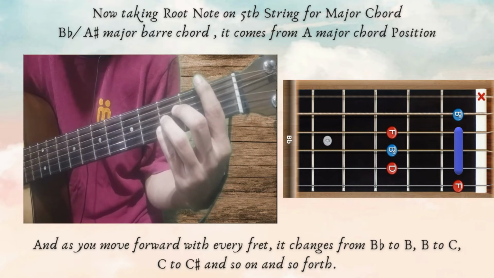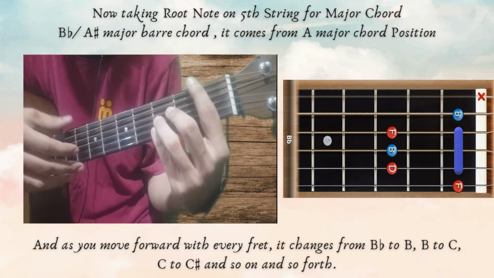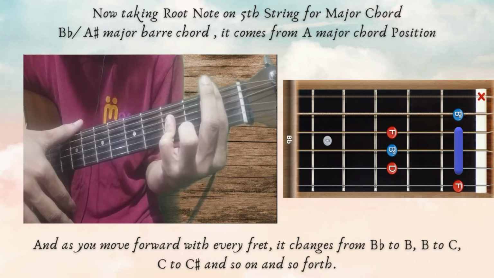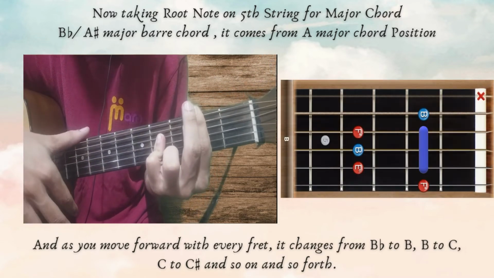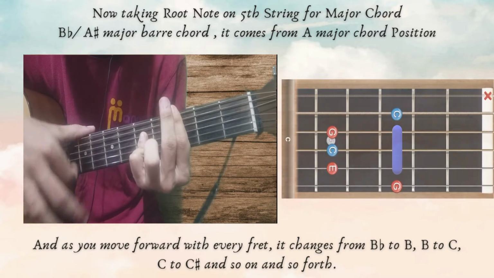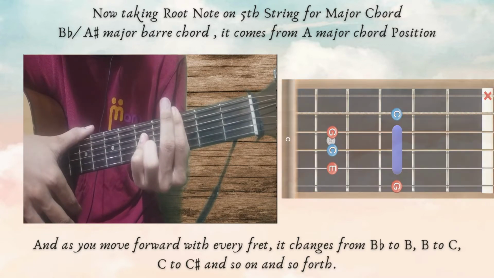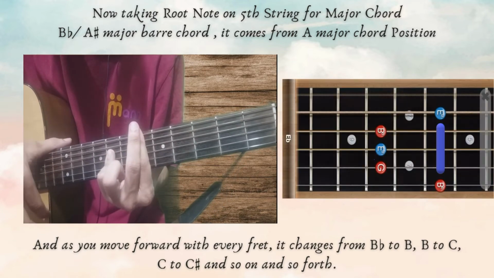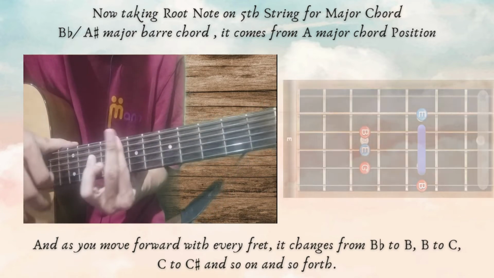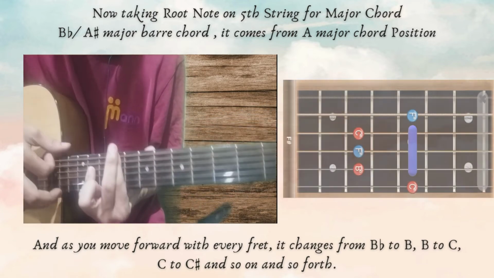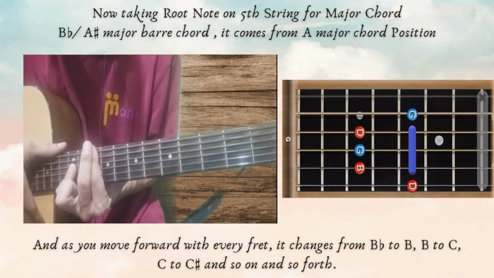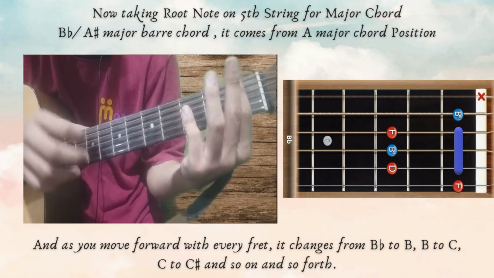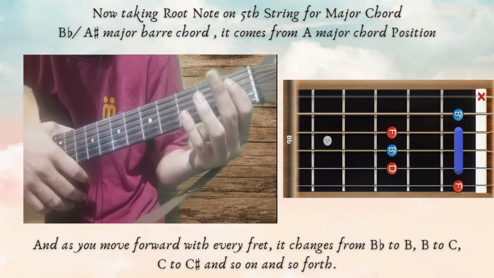After A comes A sharp or B flat. It's the same chord but two different names. So B flat major, then B major, C major, C sharp, D, D sharp, E, F, F sharp, G. This way you can play all the major bar chords by taking root note on the 5th string.